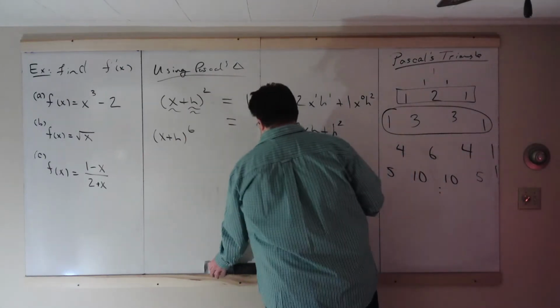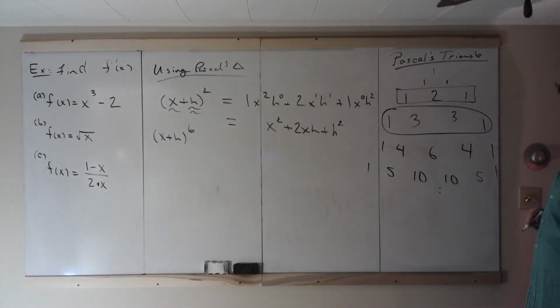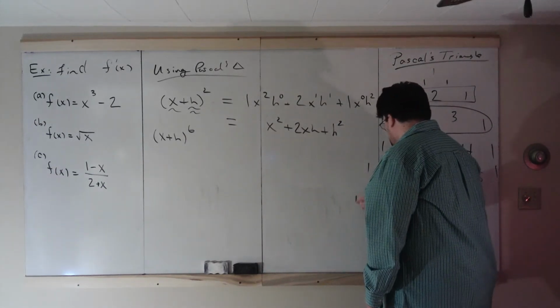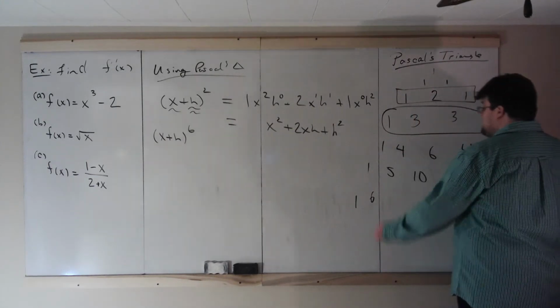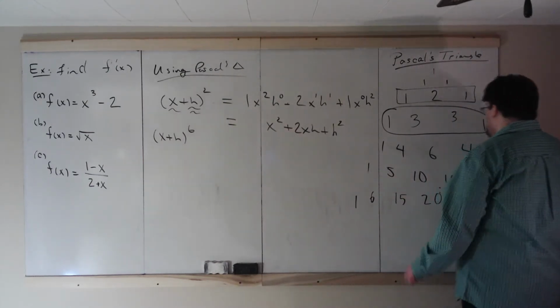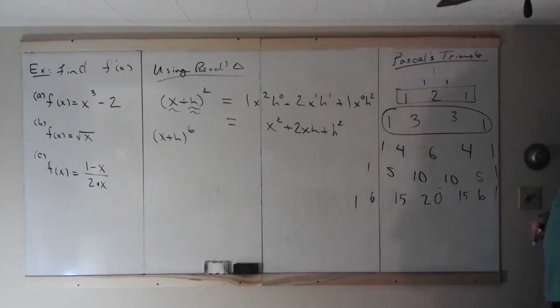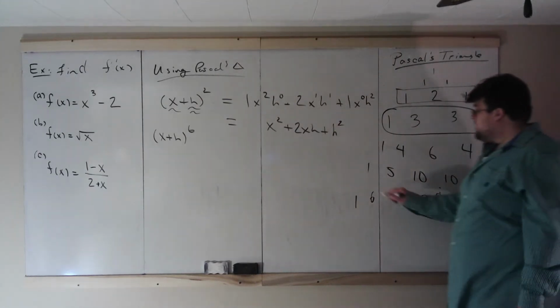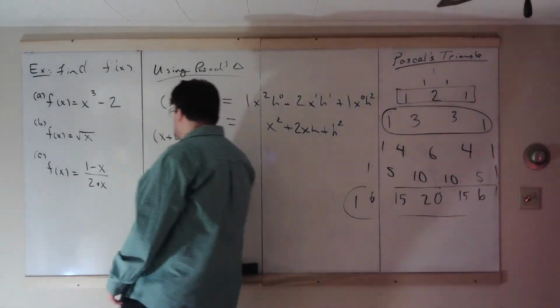How about the next one? X plus h to the 6th. Well, we need the next row of Pascal's triangle. And since I'm not going to write on the wall, it's no longer going to look that much like a triangle. But how do we form it? Well, we start with a 1, then 1 plus 5 is 6, 5 plus 10 is 15, 10 plus 10 is 20, 10 plus 5 is 15, 5 plus 1 is 6, and then we end with a 1. So right there we have the coefficients for x plus h all to the 6th.